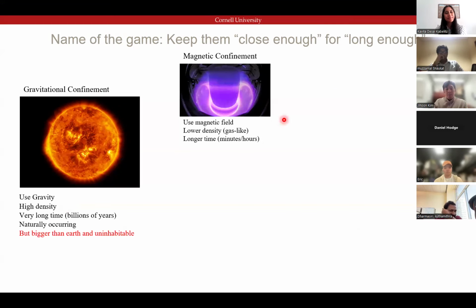So what people came up with, I never get the dates right, but back in the day, the Soviet Union invented the tokamak, and I think the US invented the stellarator. You use the magnetic field to contain this plasma, because you've maybe heard of magnetic bottles. And this is lower density, more gas-like, and longer time, minutes and hours of burning plasma.